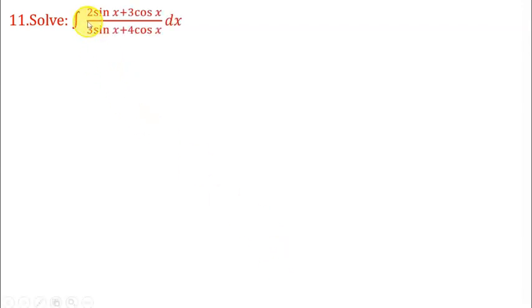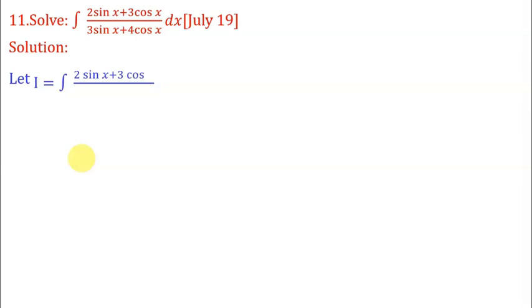Solve the integral of (2 sin x plus 3 cos x) upon (3 sin x plus 4 cos x) dx. This example was asked in the July 19 examination. Now this example is a very special one. Arrange the numerator here in a very special manner.